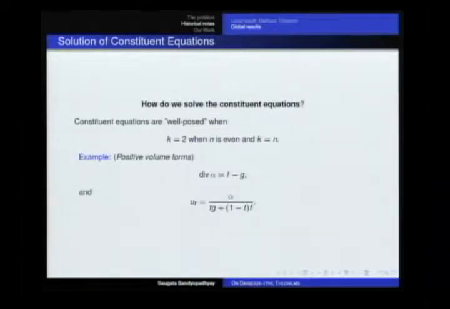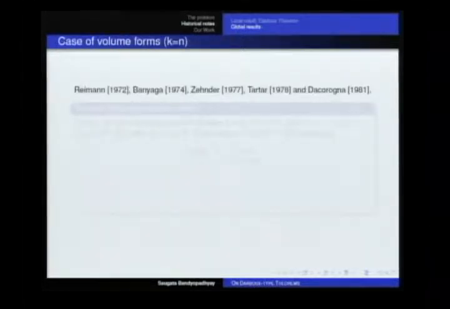Now, after the 1965 paper of Moser, the case k is equal to n received considerable attention by many, most notably by Riemann, Boniaga, Zender, Tartar, de Coronia. Now, it is important to note at this point that until then the question of sharp regularity and the boundary value problem were not considered. The case k is equal to n, that is the case of volume forms together with the boundary value problem, and the question of sharp regularity were first addressed by de Coronia and Moser in 1990.